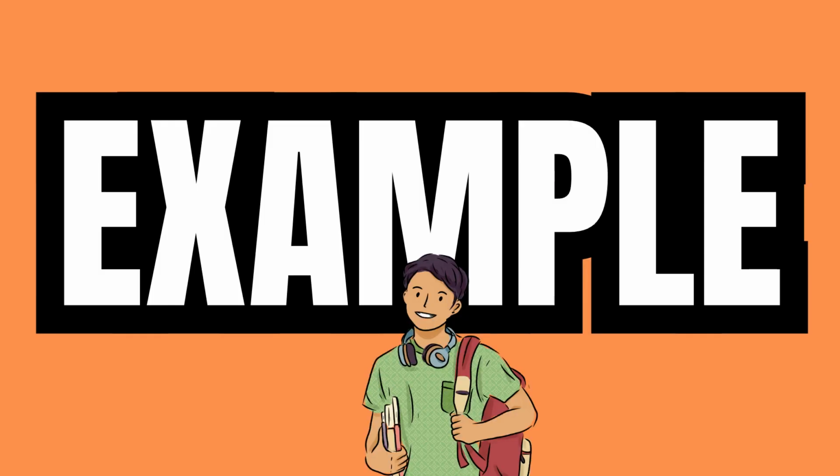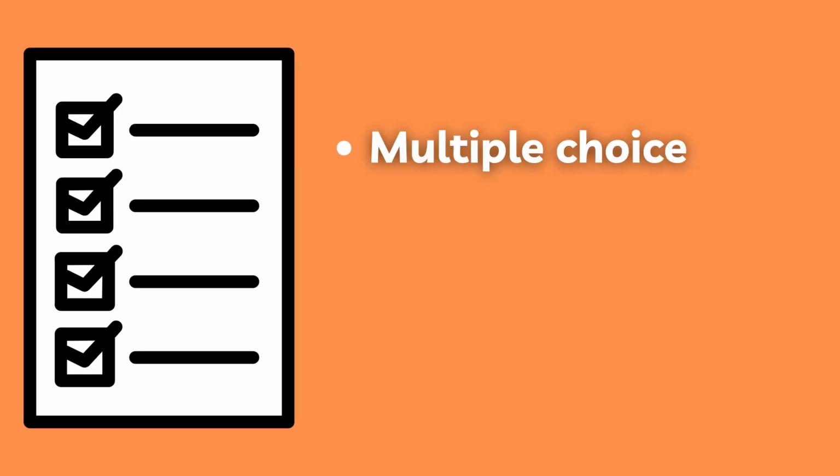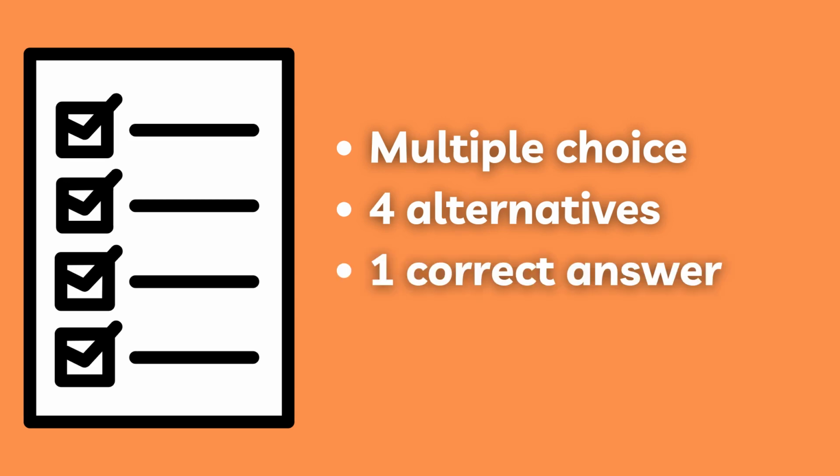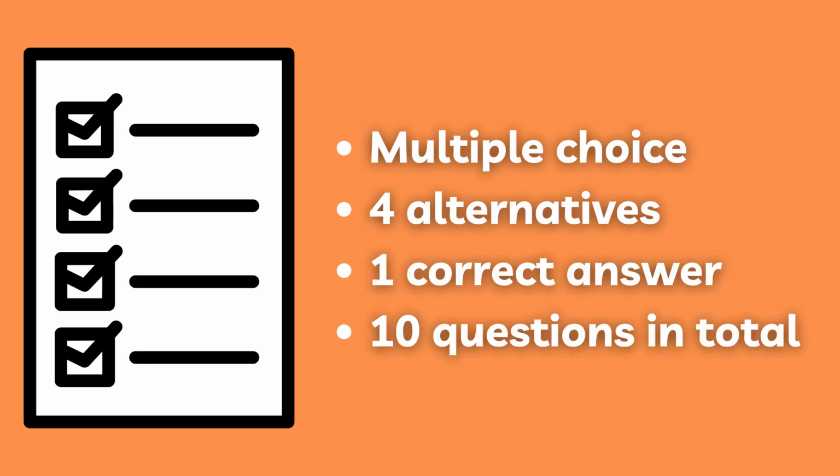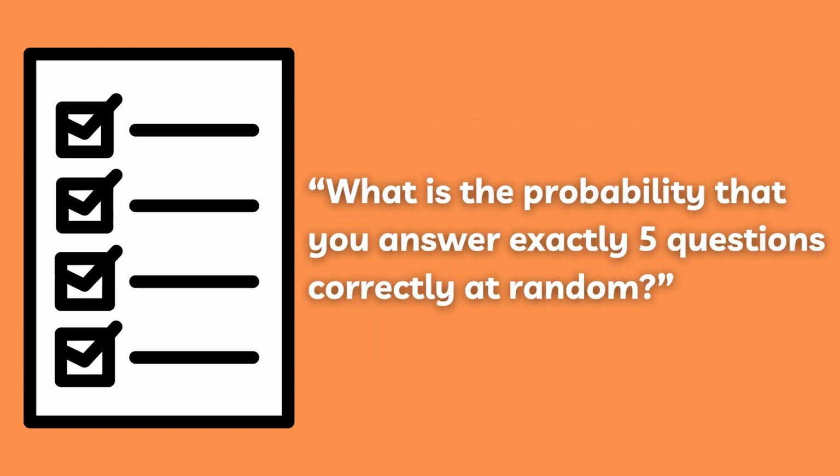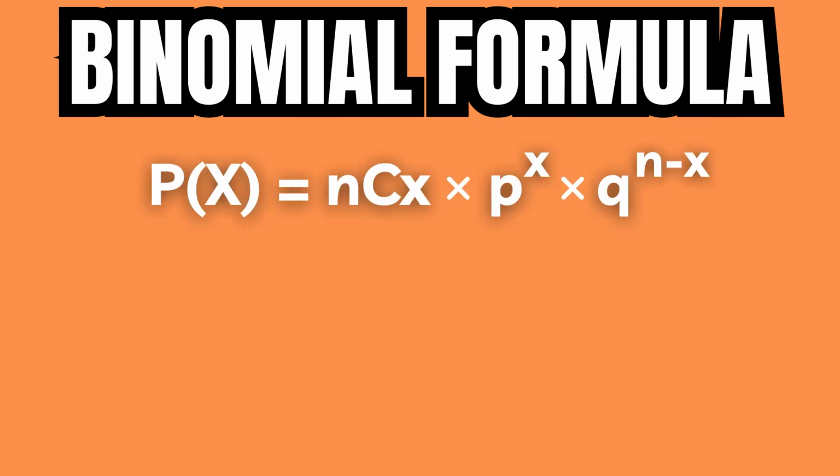For perhaps some more relevant examples to your students out there, let's imagine that you take a multiple choice test that has 4 answer alternatives with 1 correct answer for each question and a total of 10 questions. What is the probability that you barely get a passing grade? In other words, what are the chances that you answer exactly 5 questions correct, while you just answer questions at random? To calculate this, we use the quite nasty looking binomial formula.